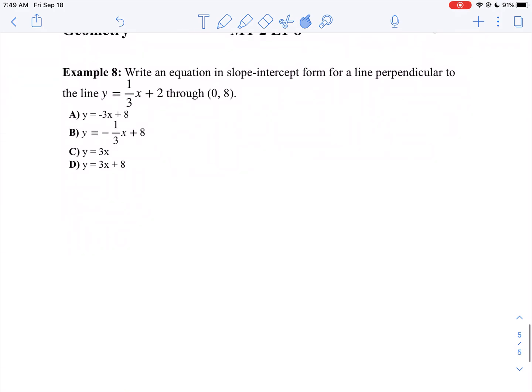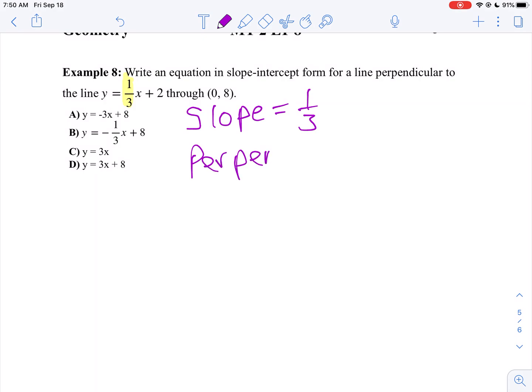Okay, example 8, I suggest let's pause the video and see if you can do that one by yourself. So we want to write an equation in slope-intercept form for the line perpendicular to the line y equals 1/3 x plus 2, and it passes through the point (0, 8). Well, we'll start like the last one. We know the slope is 1/3. So if my slope is 1/3, what's the slope of the perpendicular line? Well, that would be the negative reciprocal or opposite reciprocal of 1/3. So that would be -3.